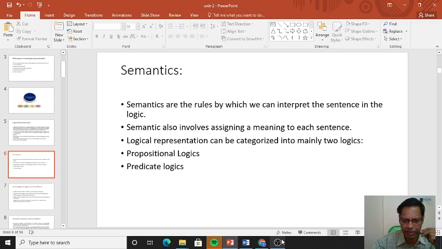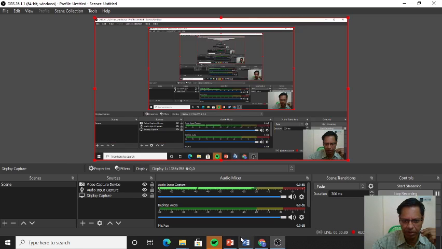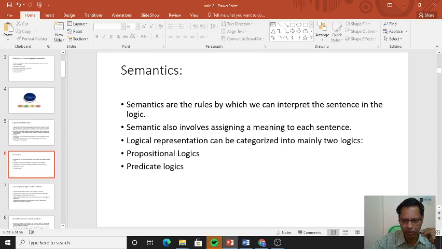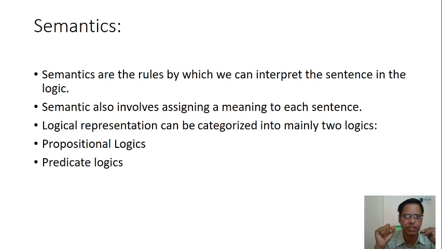Next, semantics. Just now I told you semantics is the study of a word. Semantics are the rules by which we can interpret the sentence in the logic. Semantics also involves assigning a meaning to each sentence. Systematically, semantically, the word is going to be searched when we are trying to find out by using NLP.